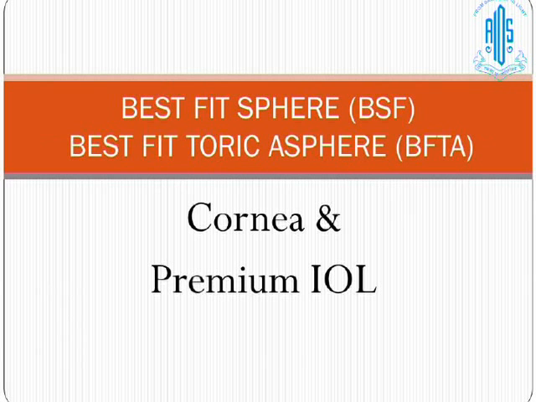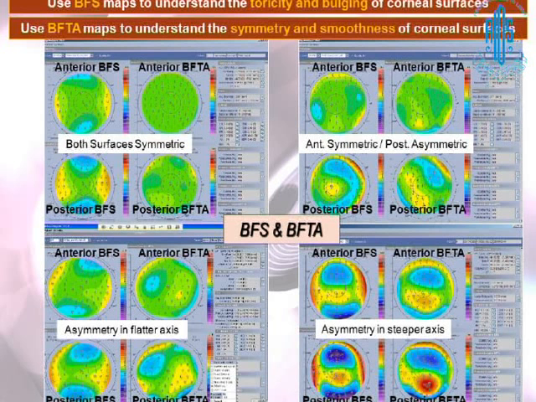You should have what is called the best fit toric sphere, or BFTA, which will give you a diagnosis for the cornea and for the premium IOLs. Let's see how. Now if you see the maps, BFS will give the toricity and bulging, while BFTA, that is best fit toric sphere, will give you asymmetry and the smoothness in the cornea.